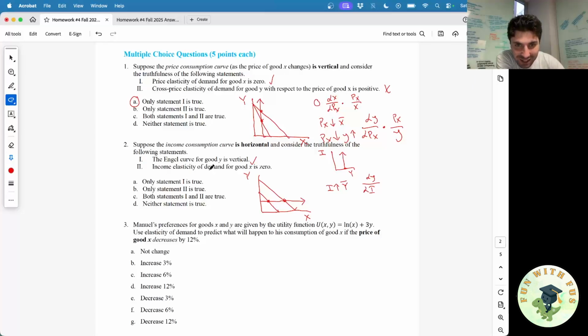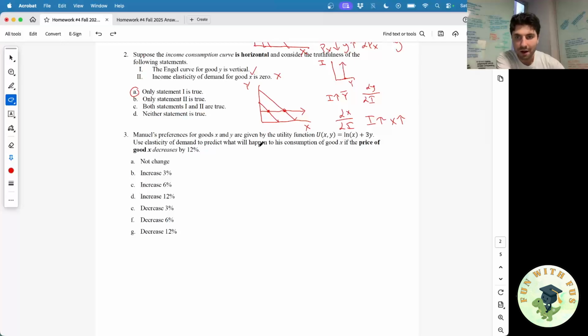And that the income elasticity of demand for good X is 0. So I think that's the exact same thing. So we're asking dx, di, we're assuming income and X are also positive. So we're really just interested in this derivative. And as my income increased from lower budget line to top budget line, my X did increase. So as income increased, my X increased, which would mean that it is positive. So that it is not 0, it is positive. So we are only going to go with statement 1.